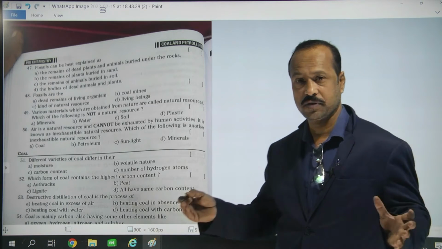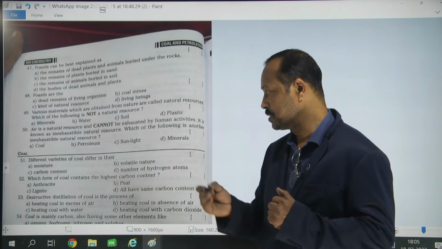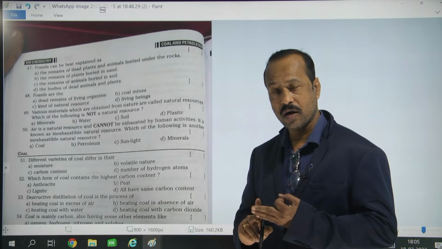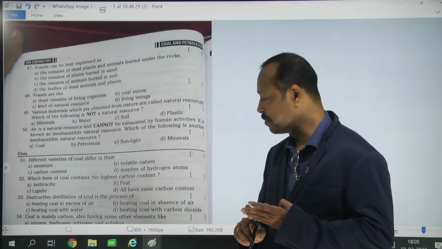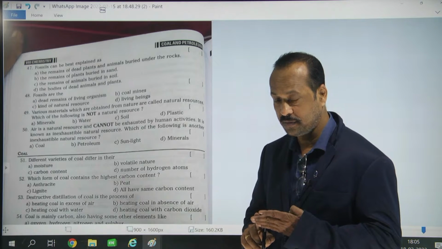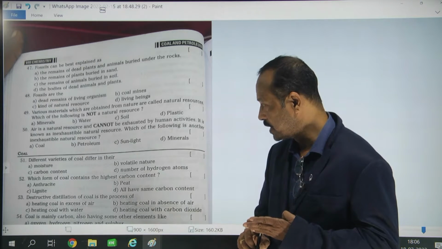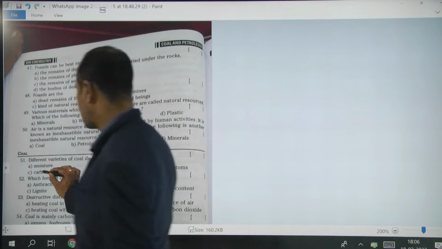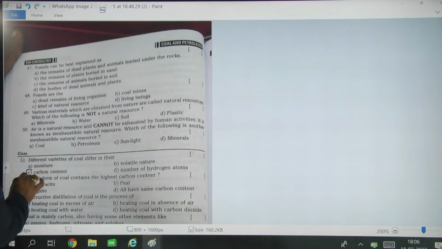There are different types of coal. What is the difference between them? Whether moisture, volatile nature, carbon content, or number of hydrogen atoms. What is the main reason which differs? Carbon content. Very good, so carbon content is the right answer. Now come to the next one.